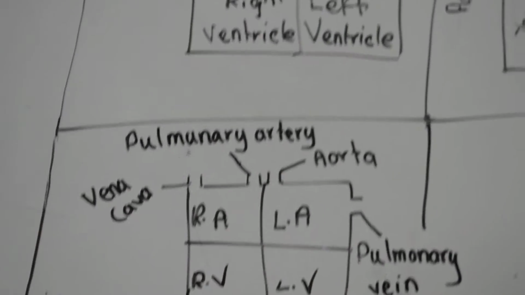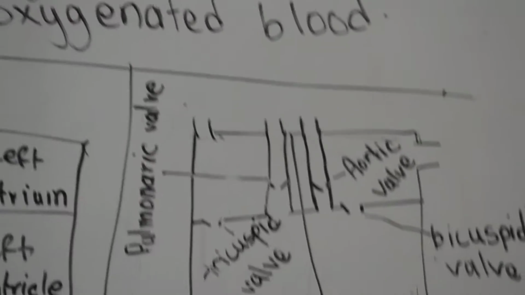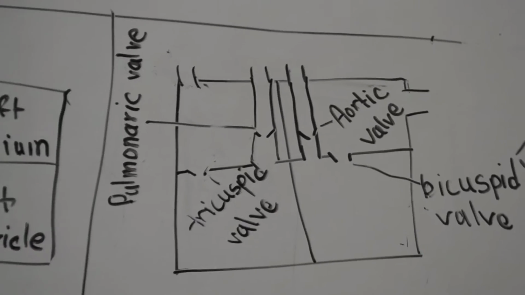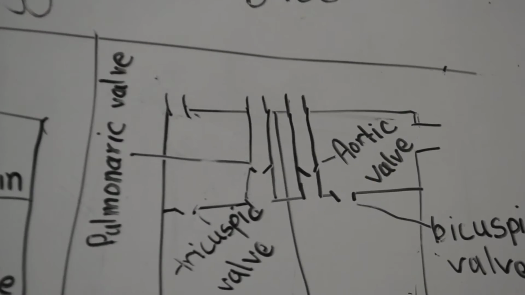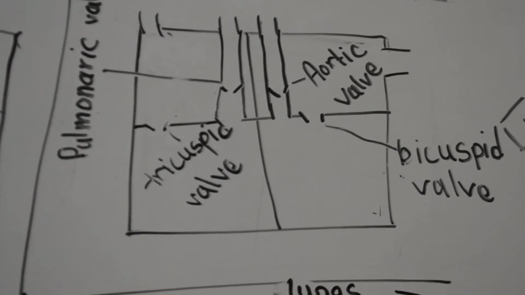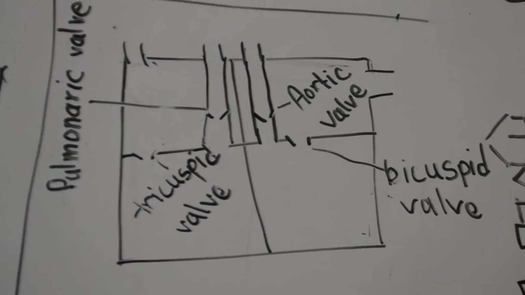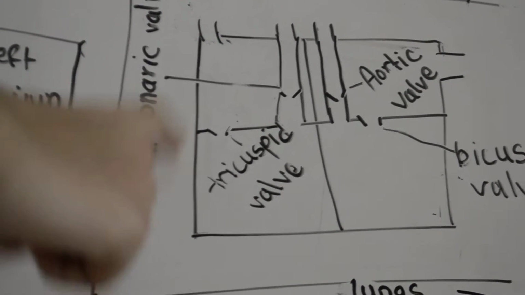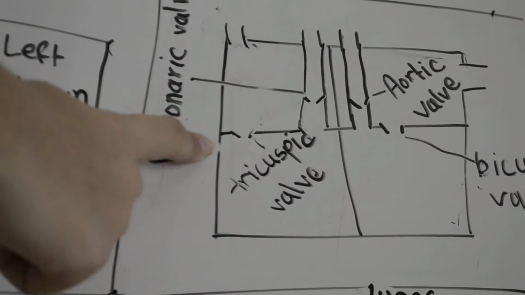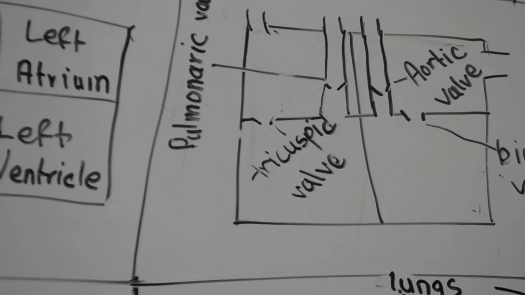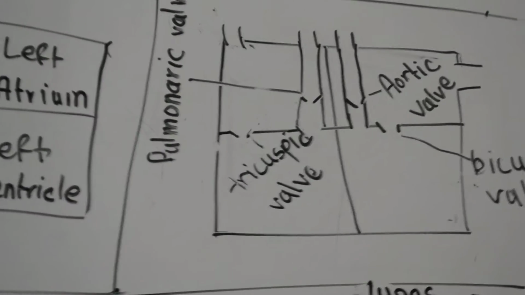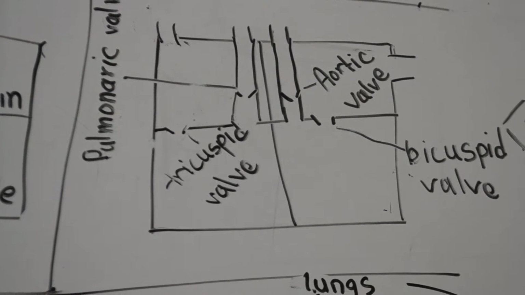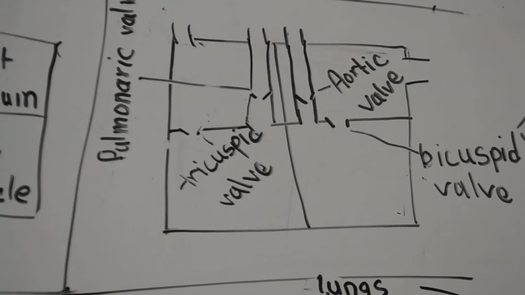Let's move on to the third diagram. The third diagram shows the valves. There are four valves in total. There is a valve between the right atrium and the right ventricle, which is the tricuspid valve. So when the tricuspid valve opens, the deoxygenated blood, meaning the dirty blood, enters the right ventricle.